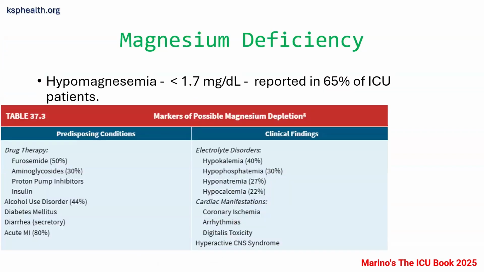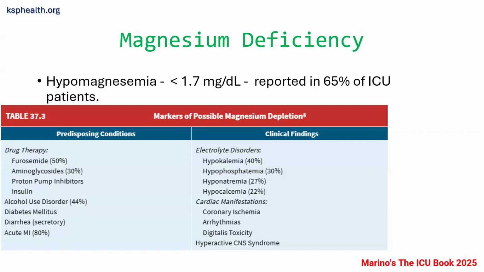So magnesium deficiency, meaning less than 1.7 milligram per deciliter. The predisposing conditions are drug therapy, because they lose lots of magnesium in the urine: furosemide, aminoglycosides, proton pump inhibitors, and insulin transcellular shift. Also alcohol use disorders, diabetes mellitus, diarrhea, and acute myocardial infarction, 80% of the time. So checking magnesium level is very important in these patients. It is often associated with other electrolyte abnormalities like hypokalemia, hypophosphatemia, hyponatremia, and hyperkalemia.